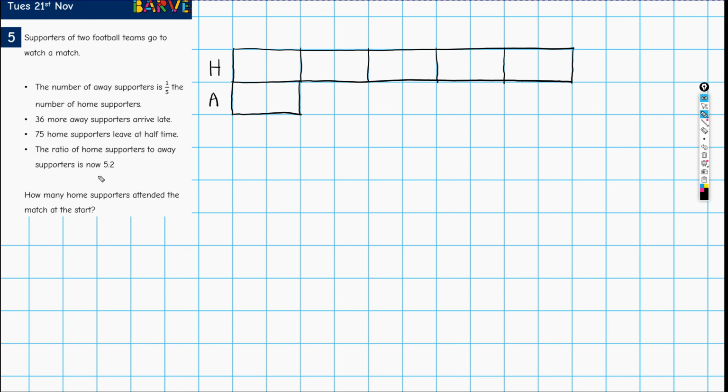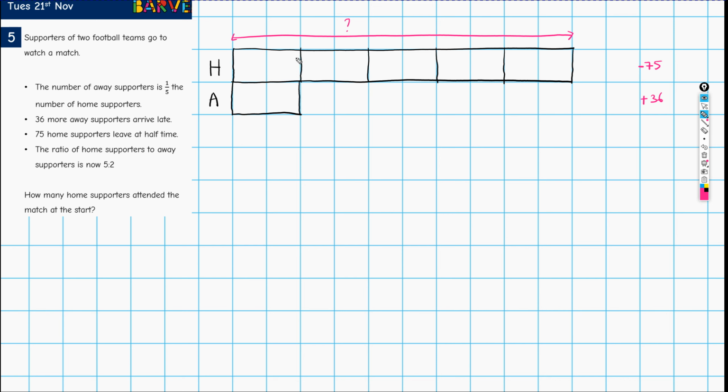And I'm just thinking of the question. It says, how many home supporters attended the match at the start? So we might as well add that in here now. So that is the value that we are trying to discover. Okay, so what happens? Well, 36 away supporters arrive late, so we're going to be adding 36 here, and 75 home supporters leave at half time, so we're going to take 75 away from there.